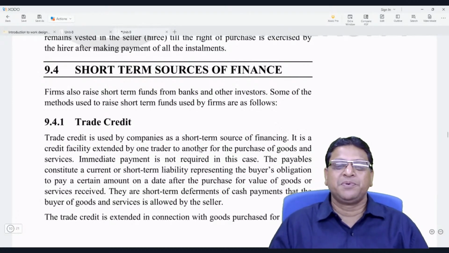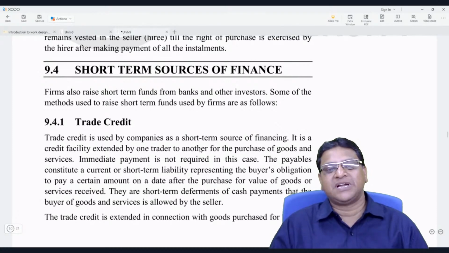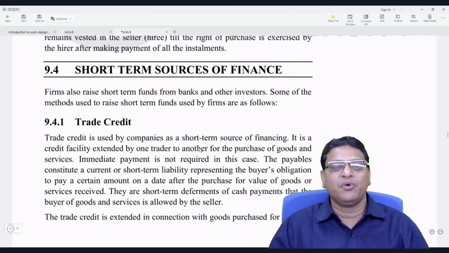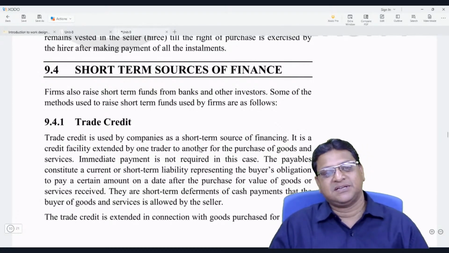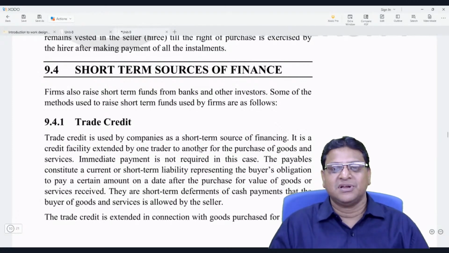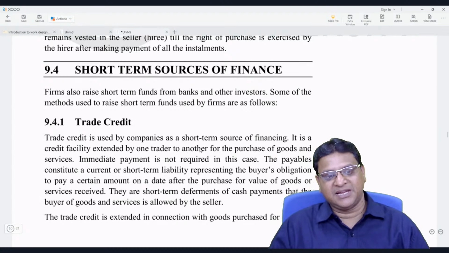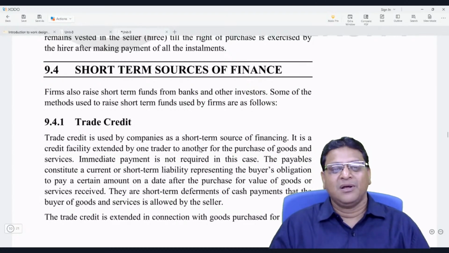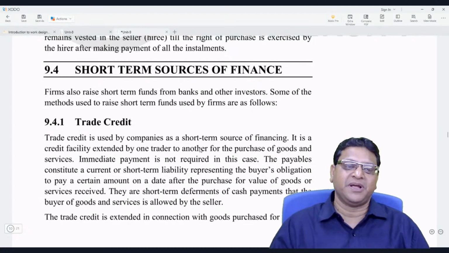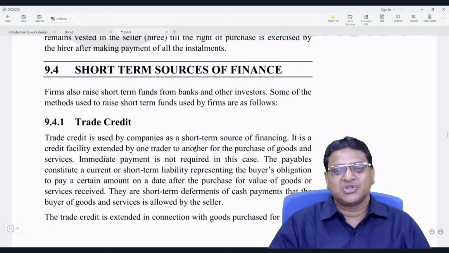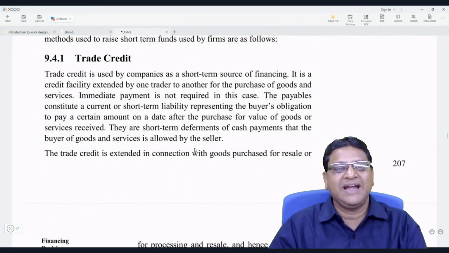We discussed that if you require funds for 5 years, 10 years, 15 years, you go for a long-term source of finance. But if you require the funds for, let's take an example, 1 month, 2 months, 3 months, 4 months, 5 months, less than 1 year, you have to approach different short-term sources of finance. So today we will discuss different short-term sources of finance. The first important short-term source of finance is trade credit.